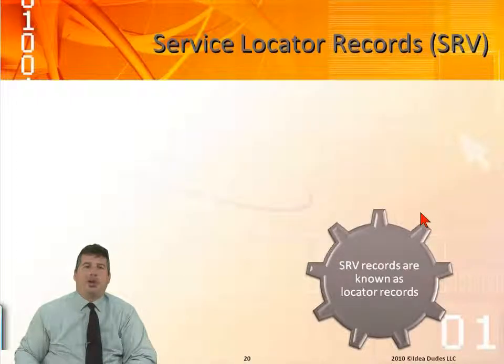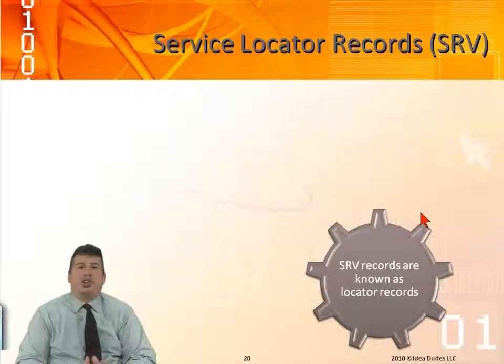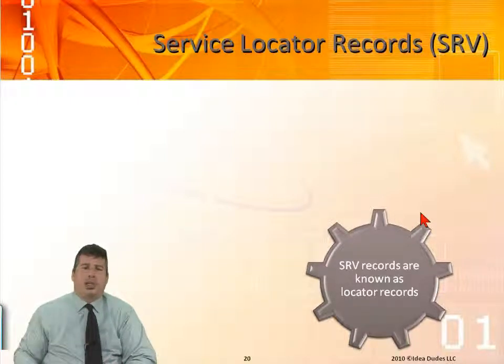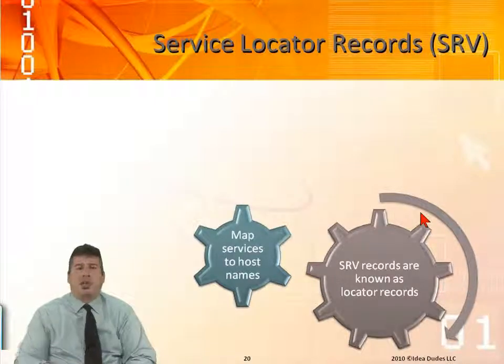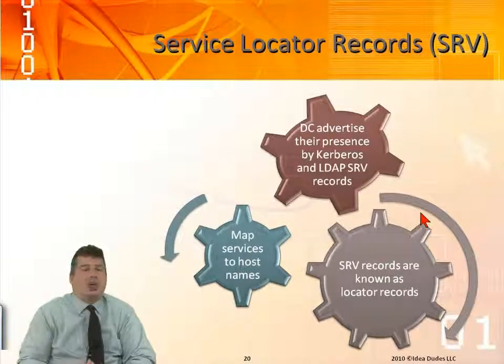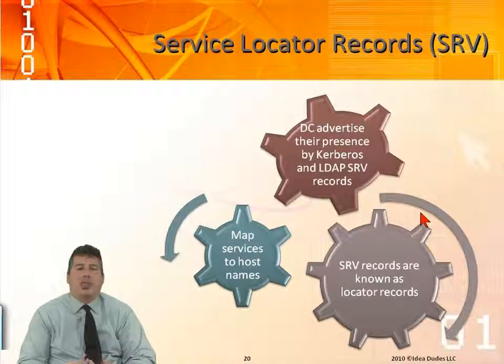Now the SRV records, what they do is these are known as service records or locator records. So SRV for LDAP, for example, is 389. 3268 is for our global catalog. 88 is for our Kerberos. And those are our main records that we're going to have for our SRV records. They map services to host names, so saying which one is going to have the service I'm looking for.